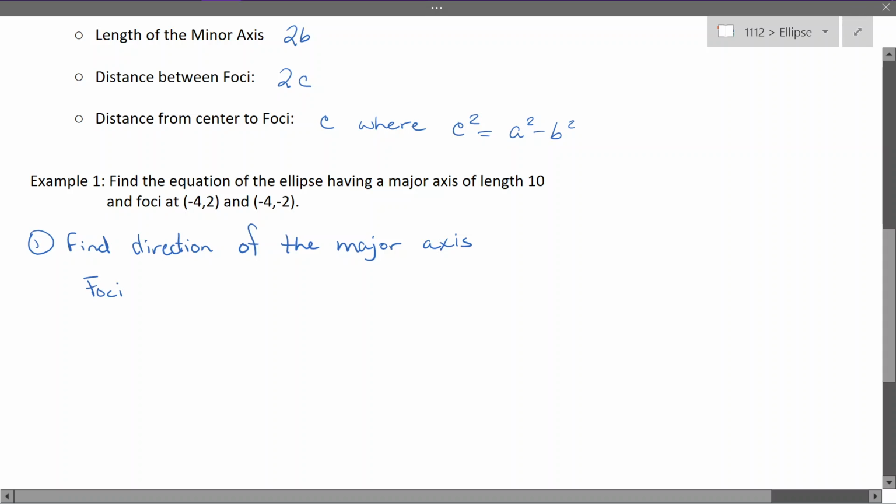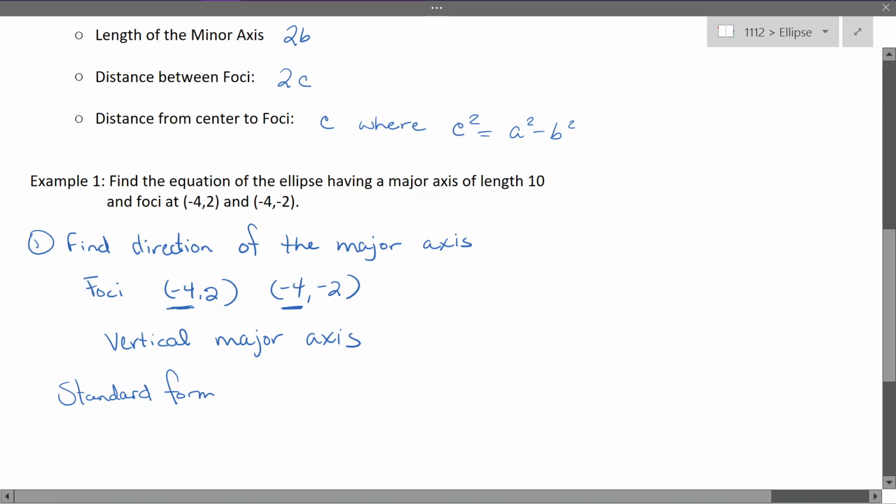Our foci are at (-4, 2) and (-4, -2). Our major axis is going to connect our foci. So I see that my x-coordinate in both is -4. So this tells me I have a vertical major axis. So my standard form will be (x minus h) squared over b squared plus (y minus k) squared over a squared equals 1.